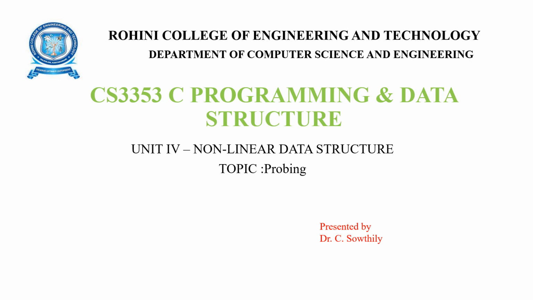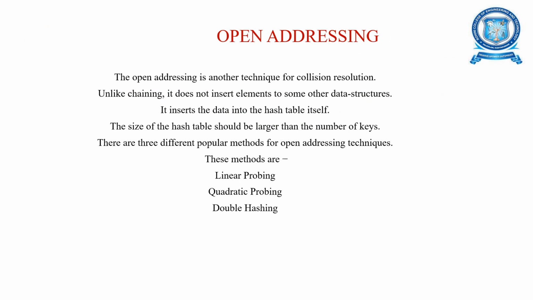So here we will discuss the probing methods, that is linear, quadratic and double hashing techniques. Open addressing is another technique for collision resolution. Here it inserts data into the hash table itself. There are three techniques: linear probing, quadratic probing and double hashing.